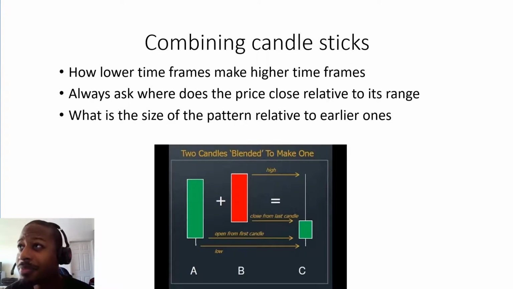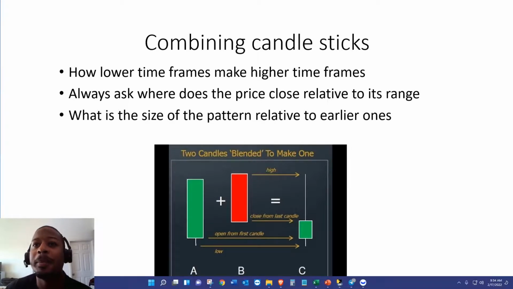But combining candlesticks, guys, you want to remember these few things here. You want to keep in mind that lower time frames will make up higher time frames. So for example, in this picture here, let's say this is the 1 minute time frame for these. Those might equate to a 5 minute candlestick on a 5 minute chart. So kind of keep that in mind.